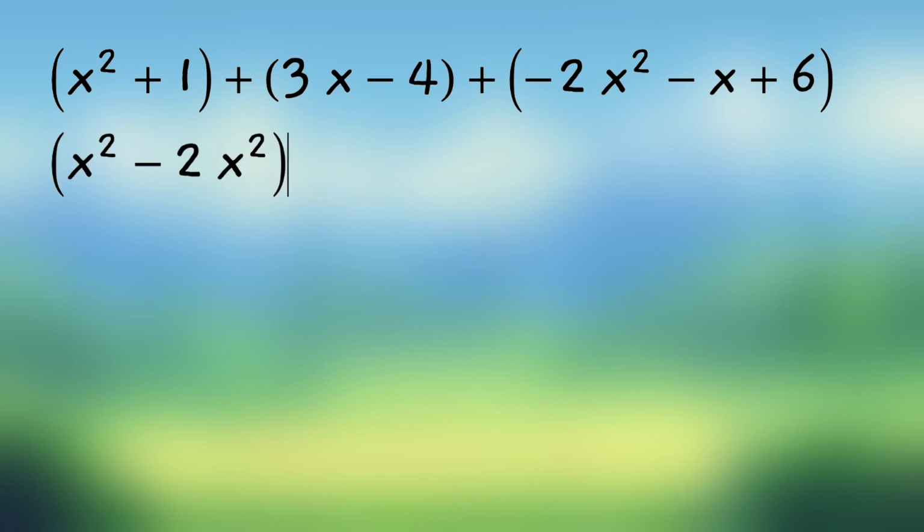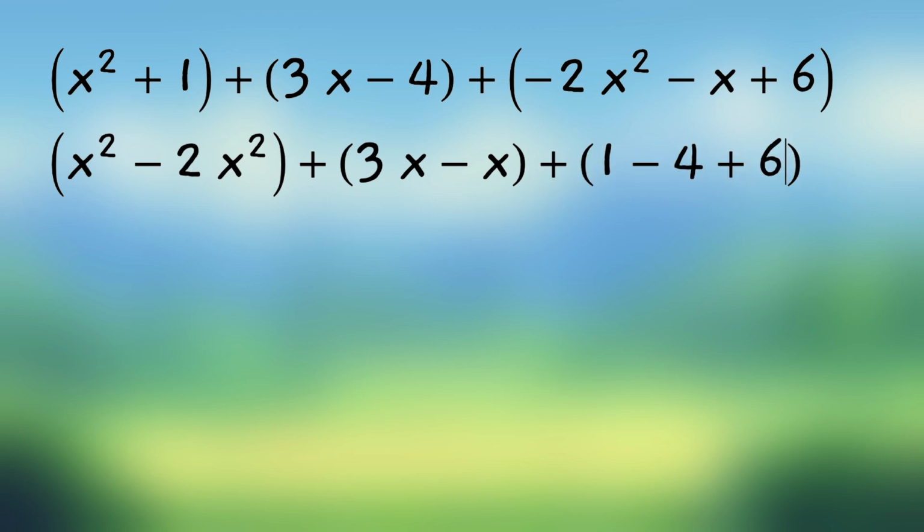For our last example, we'll add three polynomials: x squared plus 1, 3x minus 4, and negative 2x squared minus x plus 6. Let's group the x squared terms, the x terms, and the numbers. Remember, the numbers are also called constant terms.